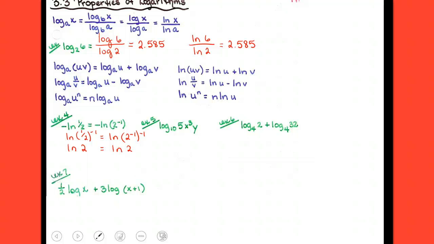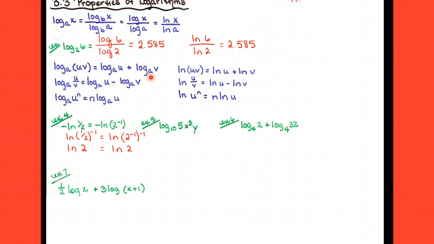All right, example 5 asked us to use the properties of logarithms to expand the log base 10 of 5x cubed y. Sometimes I have a log that's really complicated to work with as it is. It'd be nice if I could break it apart into separate pieces, and then I might be able to do something with it. And so that's what they're asking me to do here. I've got 1, 2, 3 things that are being multiplied. So I want to use this multiplication rule up here to be able to break this apart into separate logarithms.